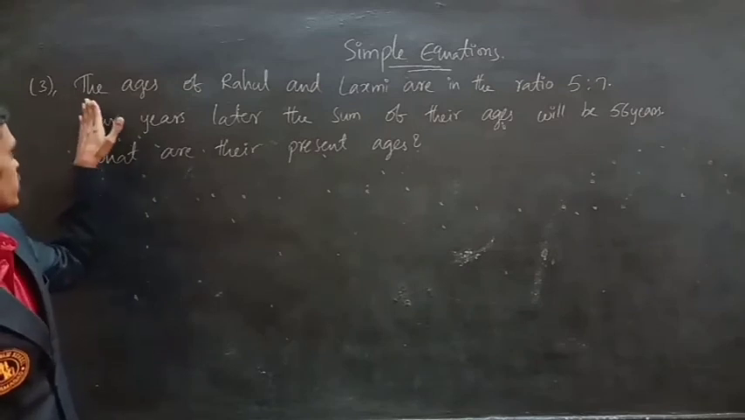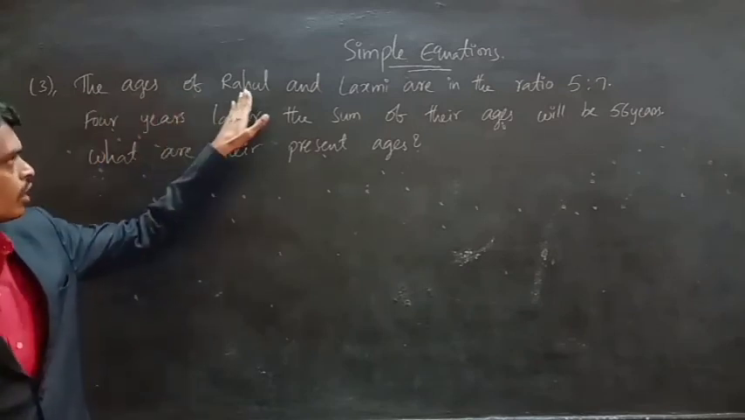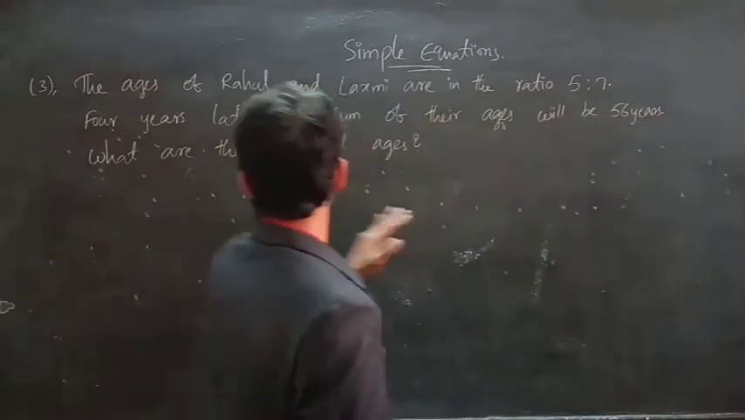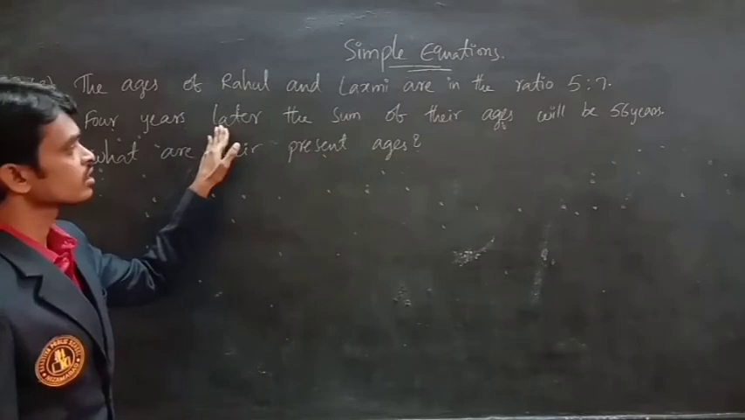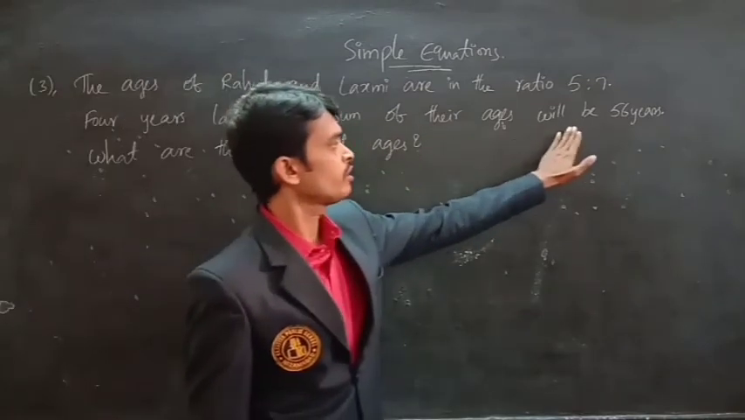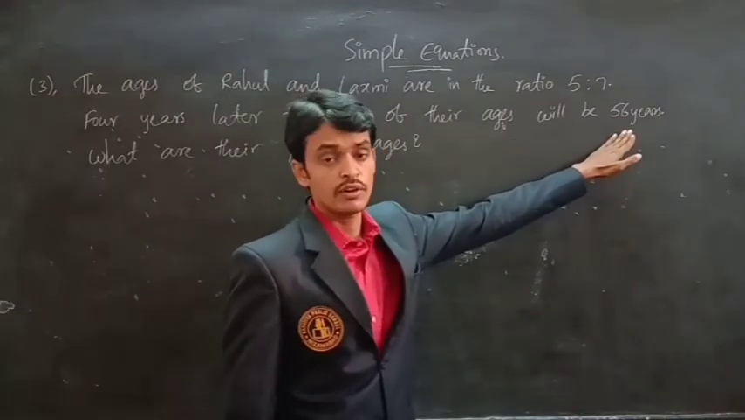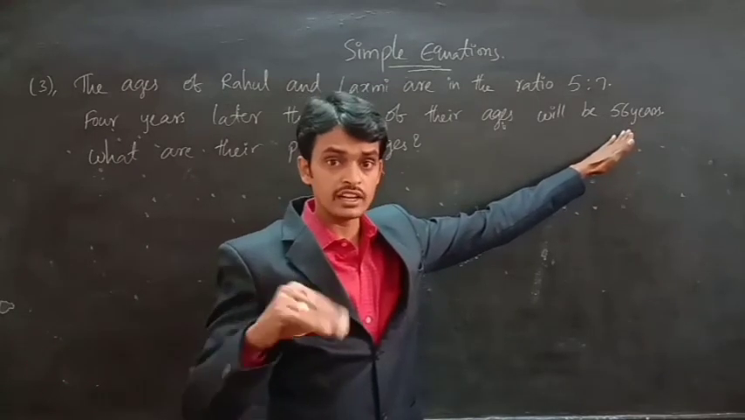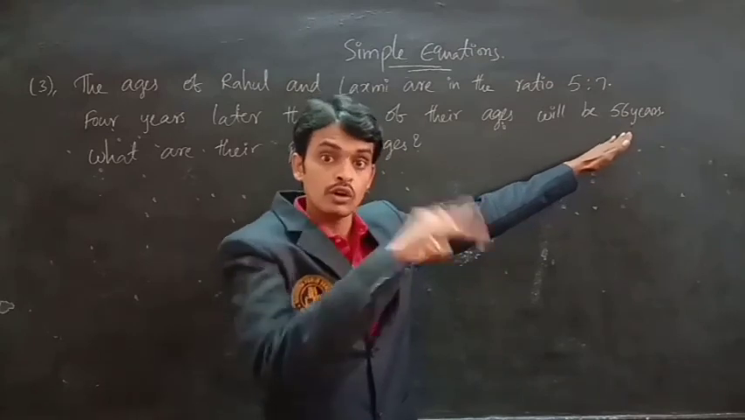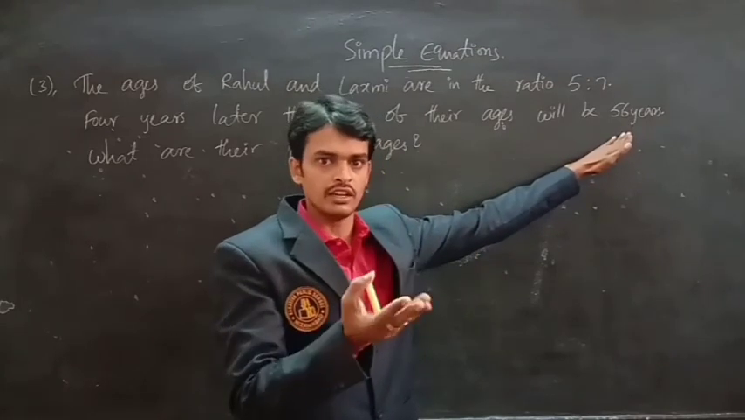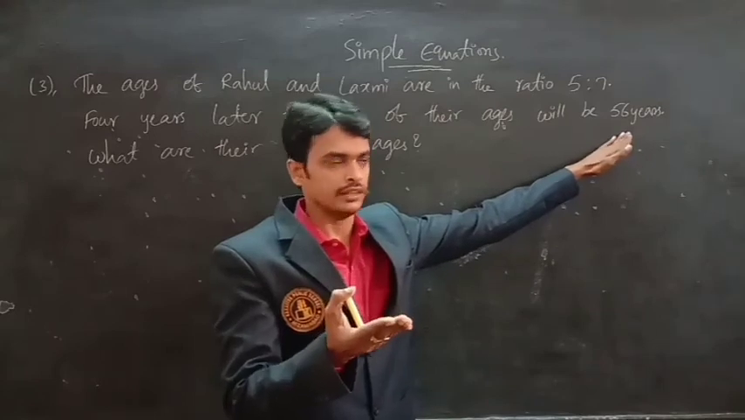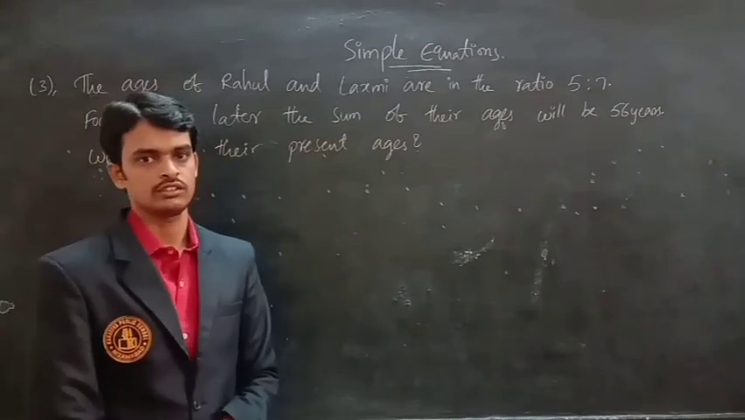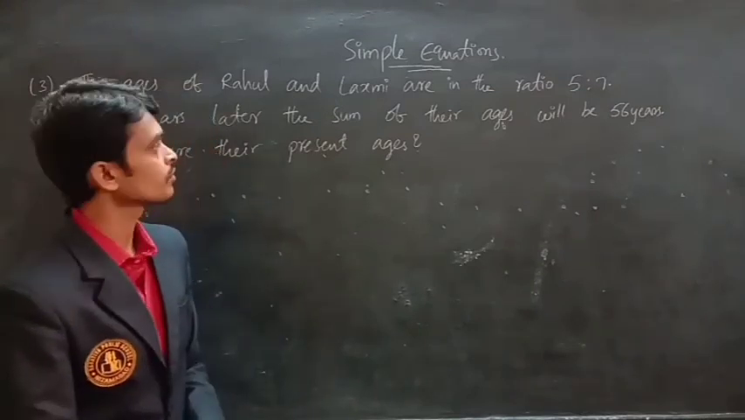So the problem is: the ages of Rahul and Lakshmi are in the ratio 5:7. 4 years later, the sum of their ages will be 56 years. Later is nothing but after, so we should add or subtract. We should add. Ago, we should subtract. Later or after means we have to add. So what are their present ages? They are asking.